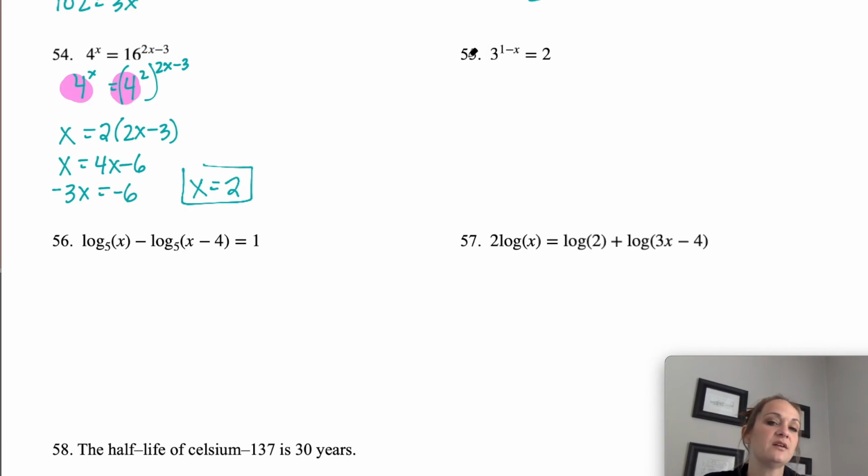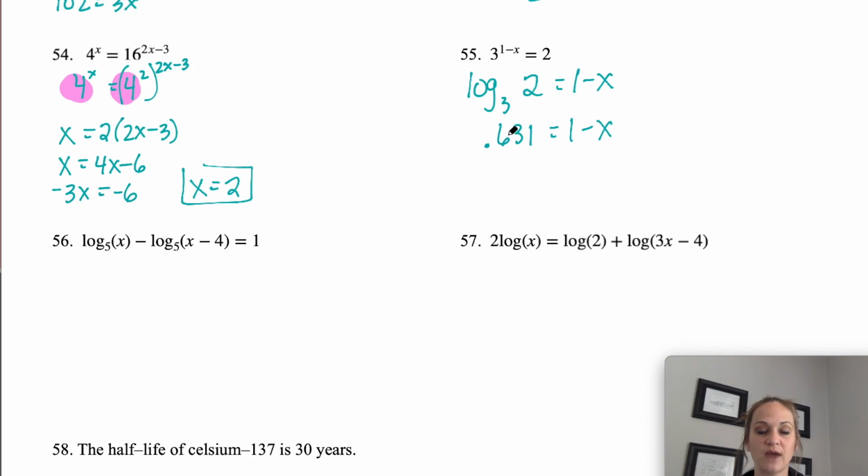Now, in this case, you cannot do this. I mean, there is no common base. So I'm going to rewrite this as a log. Log base 3 to the 1 minus x equals 2. Now, in your calculator, you can find the answer of log base 3 of 2, and you'll get 0.631 equals 1 minus x.